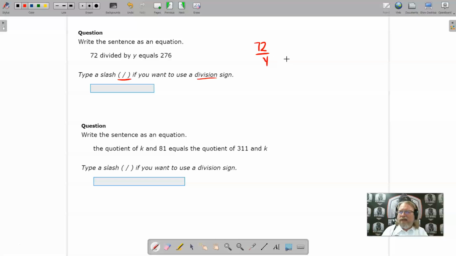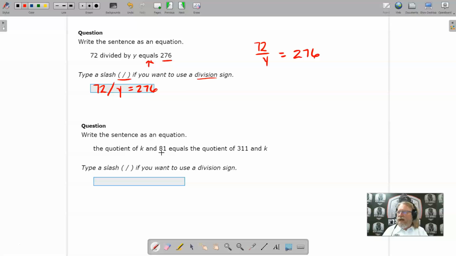Remember, every fraction is a division problem. Equals, so here's our equal sign there. And what's it equal? 276. All right, so whenever we type this in, we're going to use a fraction bar for this division bar. So 72, then the slash on the keyboard, divided by y equals 276.